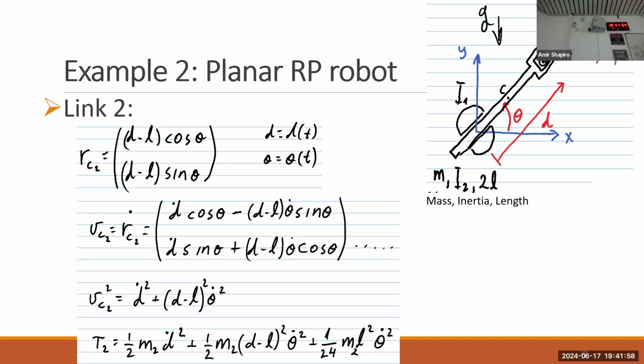So this T2 is half m v squared. It's half m2 d dot squared plus half m2 (d minus L) squared theta dot squared, and plus the rotational kinetic energy that we saw before. So this is the term.